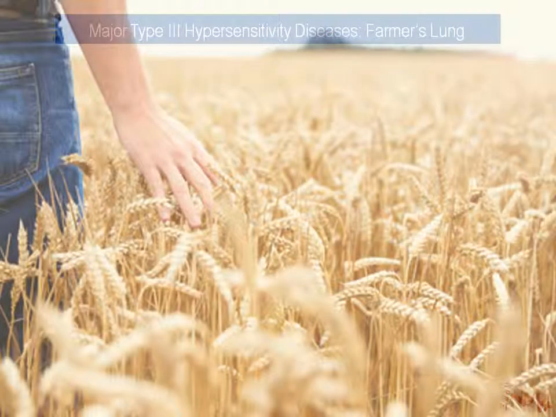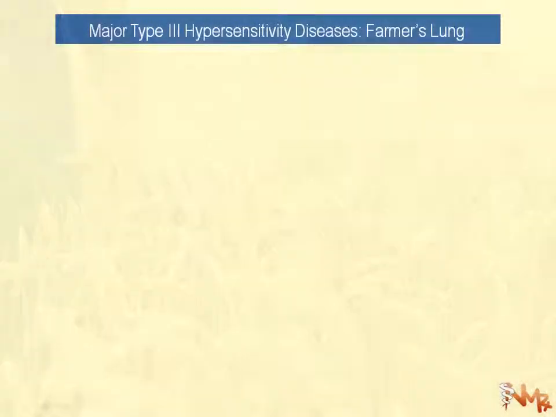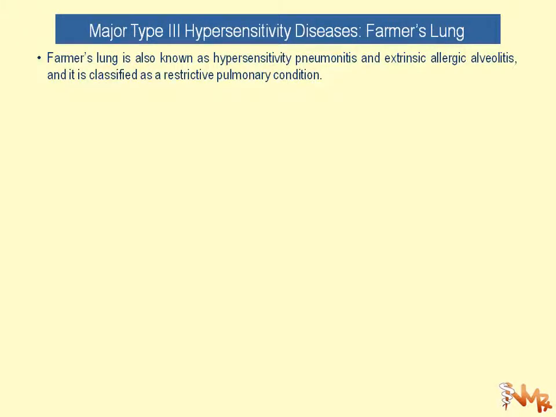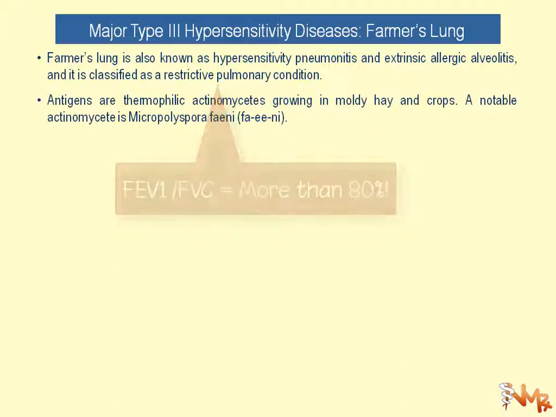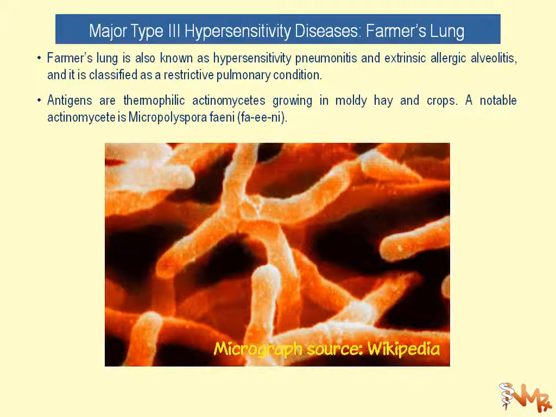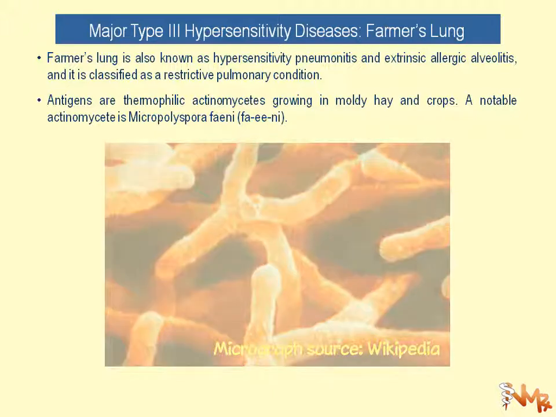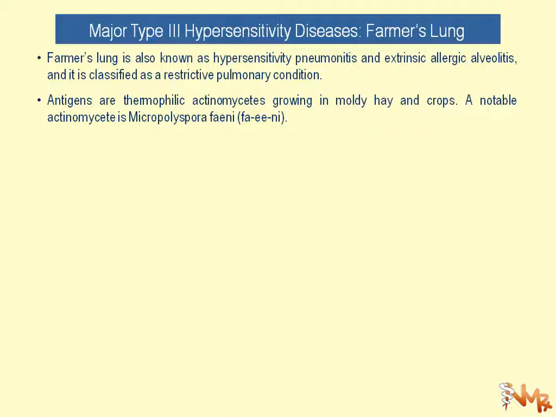Let us continue our discussion of major type 3 hypersensitivity diseases with farmer's lung. Farmer's lung is also known as hypersensitivity pneumonitis and extrinsic allergic alveolitis, and it is classified as a restrictive pulmonary condition. Antigens are thermophilic actinomycetes growing in moldy hay and crops. A notable actinomycete is Micropolyspora faeni.